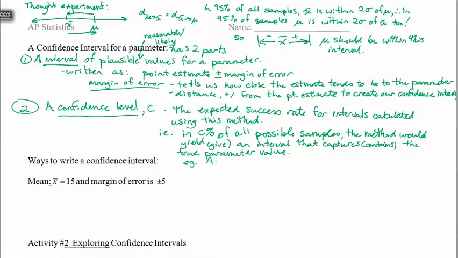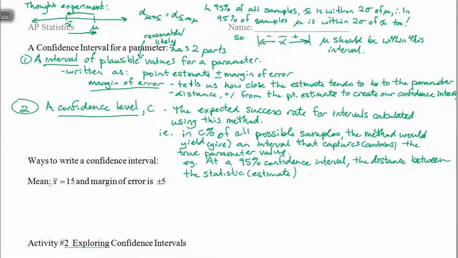For example, with a 95% confidence interval, the distance between the statistic or the estimate and the parameter will be within the margin of error 95% of the time.